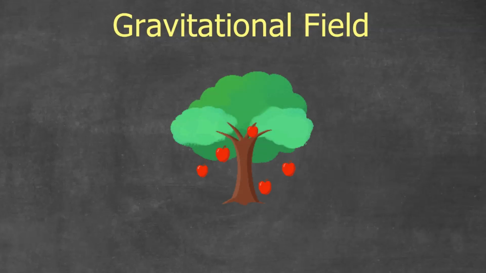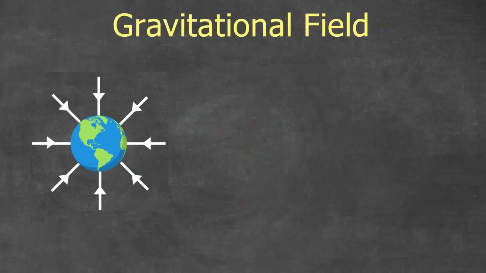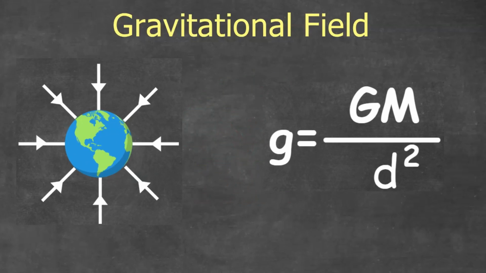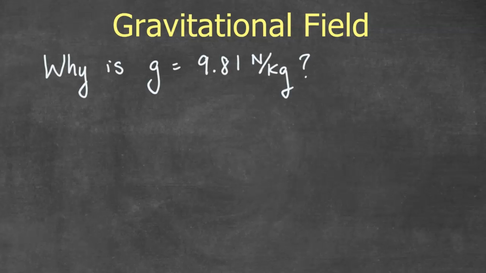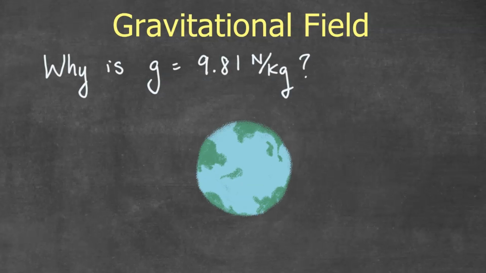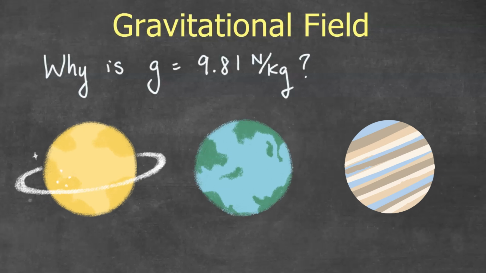In this video, we're going to talk about gravitational fields. You'll learn about the concept and how we calculate it, and also why is g 9.81 newtons per kilogram on Earth? Why is it different on other planets?